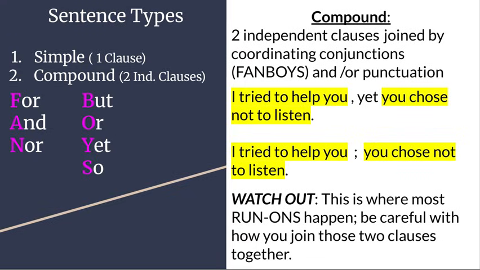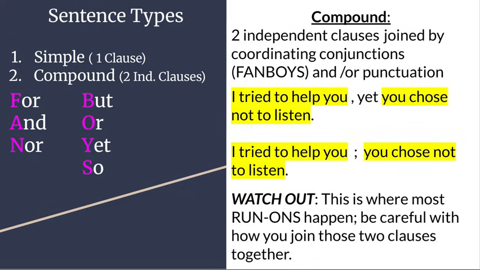Compound sentences are 2 independent clauses joined by coordinating conjunctions, or fanboys. Hopefully you have heard of those before and you've committed them to memory. But if you haven't, they're there for you on the left: for, and, nor, but, or, yet, so. And they also contain punctuation. If you want to use a comma, you must have a fanboy because you start with your independent clause, follow that by a comma, include your fanboy, and then finish with the other independent clause.